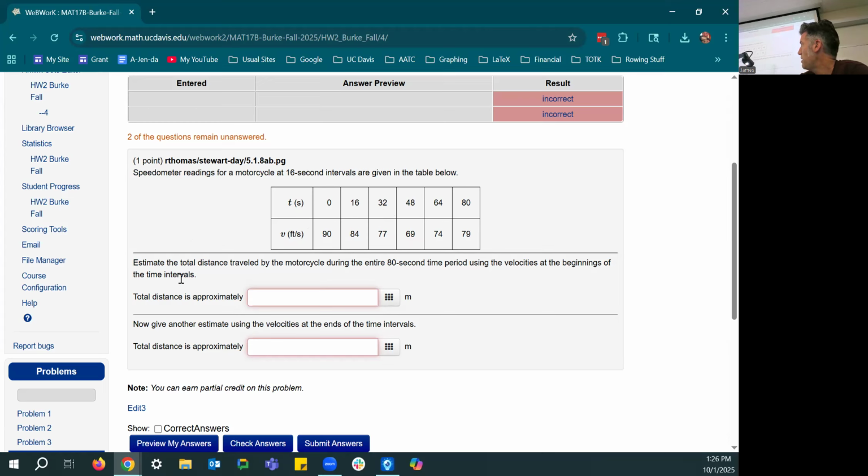First question is to estimate the total distance traveled by the motorcycle during the entire 80-second time period using the velocities at the beginnings of the time intervals. So just to point out, to find how far the motorcycle traveled in the first 16-second interval, we're going to take our 16-second time period and multiply it by 90 feet per second. Because for this first interval, we're using this to estimate the speed the whole time, even though we know it's not the speed the whole time.